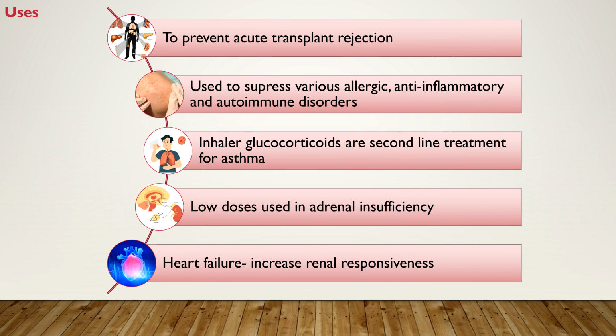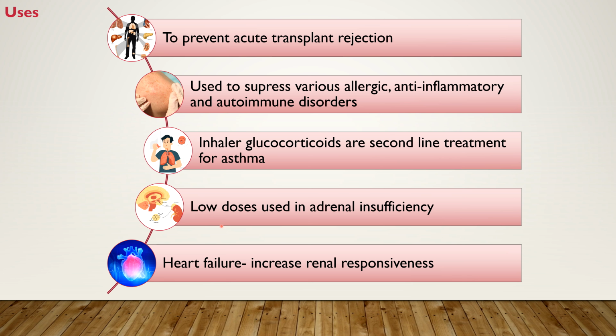Let me come to the uses. These immunosuppressants are used to prevent transplant rejection, means it is used to prevent the rejection of organ transplantation. And also it is used to suppress various allergic, anti-inflammatory and autoimmune diseases. Autoimmune diseases like rheumatoid arthritis, psoriasis, etc. Inhaled glucocorticoids, like Budecort, generally we see in Rotacaps and all. Budecort is nothing but a glucocorticoid. They are used as a second line treatment for asthma.